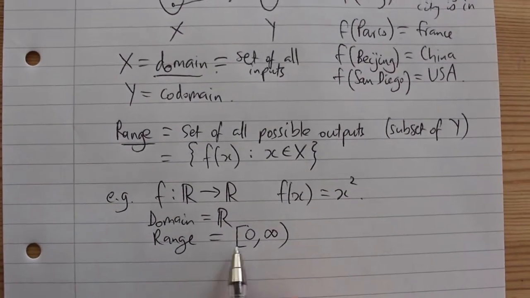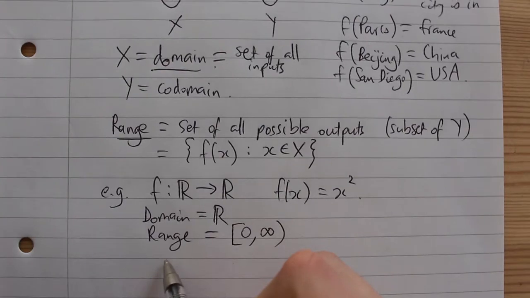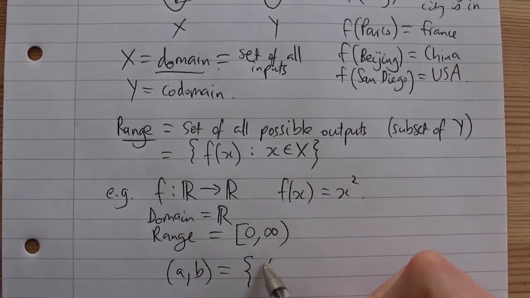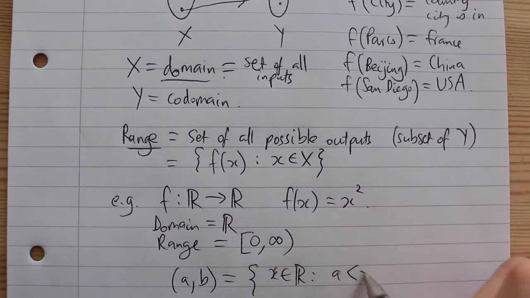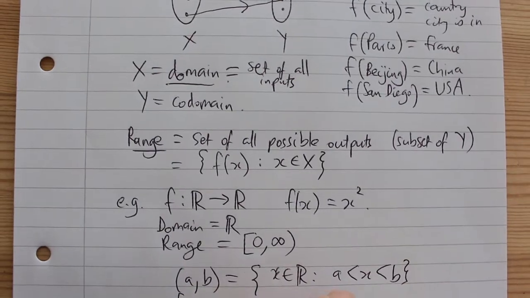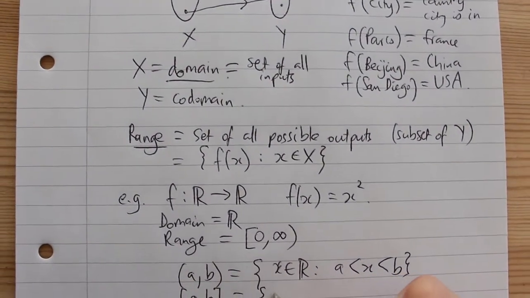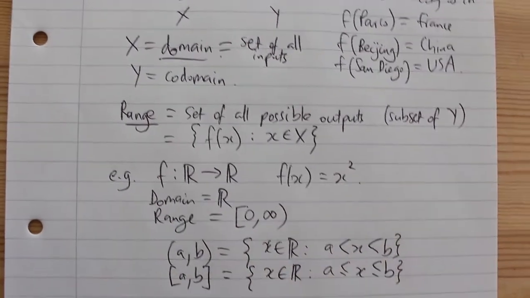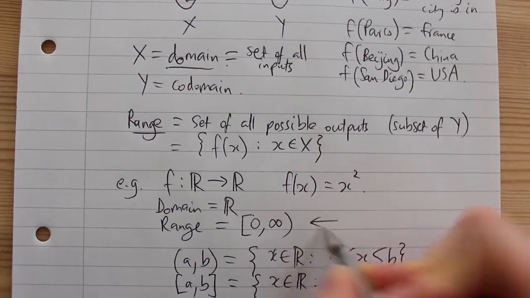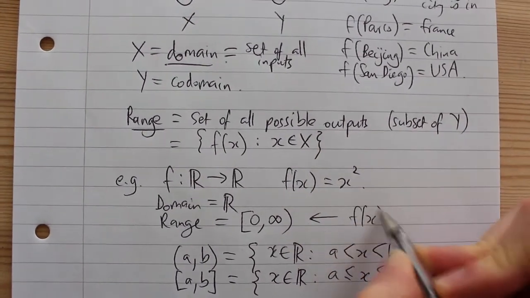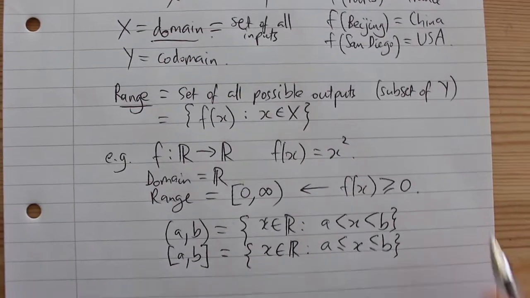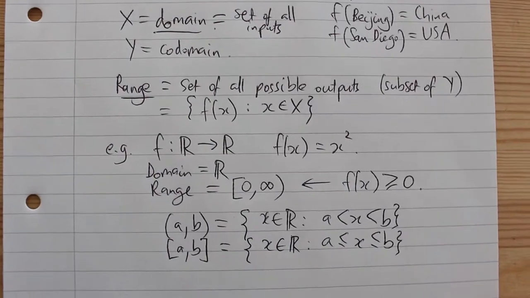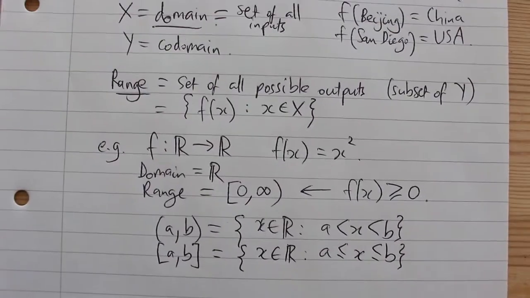And remember interval notation: an open interval like this with round brackets means the real numbers x such that x is between a and b. With square brackets, this is a closed interval. It means it also includes the endpoints. So another way of saying this, people sometimes write f of x is greater than or equal to 0. That's another way of saying that the range is all of the non-negative numbers. So that's how to think about domain and range of a function.